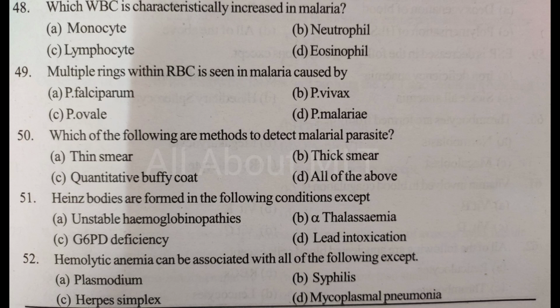Heinz bodies are formed in the following conditions except option A unstable hemoglobinopathies, option B alpha thalassemia, option C G6PD deficiency, option D lead intoxication, and the answer is option D lead intoxication. Hemolytic anemia can be associated with all of the following except option A plasmodium, option B syphilis, option C herpes simplex virus, option D mycoplasmal pneumonia, and the answer is option C herpes simplex virus.